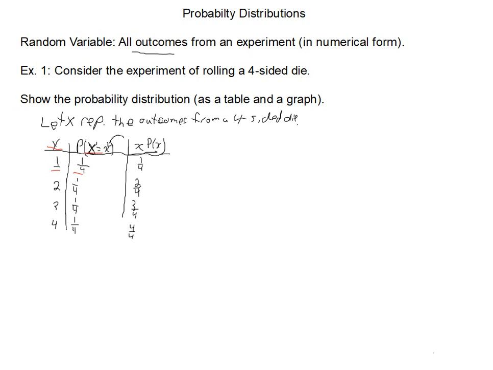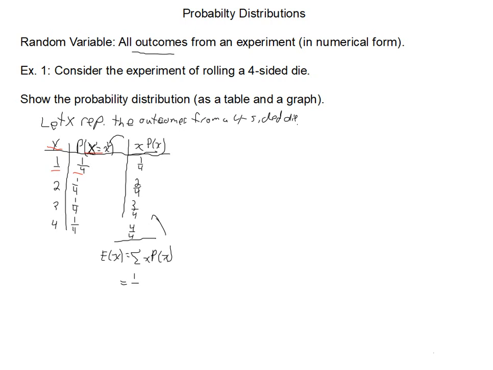Now the reason for doing this column is that if we want to find the expected value, we use E of X to represent the expected value. What this means is, what is the long range average? If we were going to roll this four-sided die over and over and over again, on average what numbers should we get? Well, it turns out that the expected value is just the sum of all of the x times P of x. So that's the sum of this column right up here. So we can add those up.